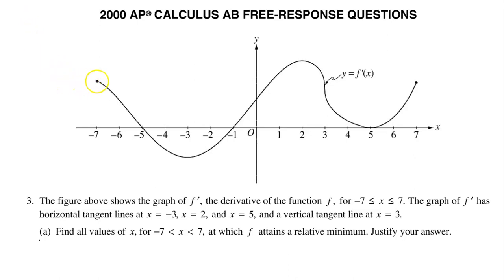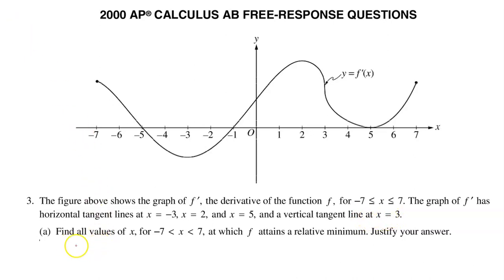In this video, I will walk you through free response question number 3 from the 2000 AP Calculus exam. Problem number 3. The figure above shows the graph of f prime, the derivative of function f, for the interval from -7 to +7. The graph of f prime has horizontal tangent lines at x equals -3, x equals 2, and x equals 5, and a vertical tangent at x equals 3.